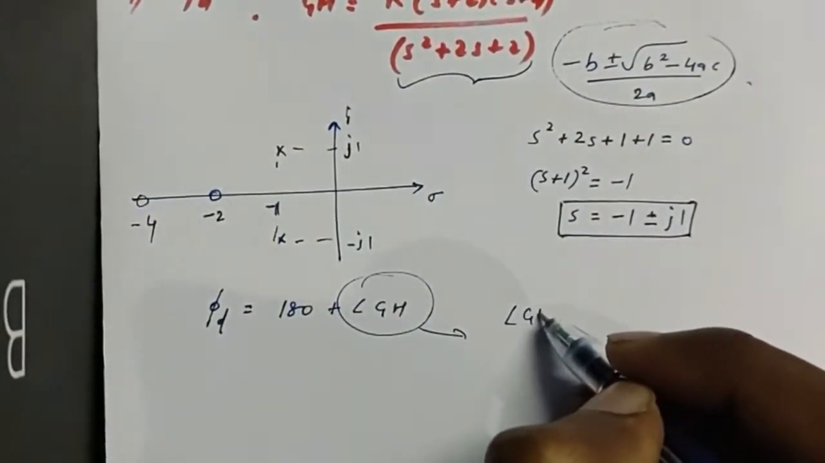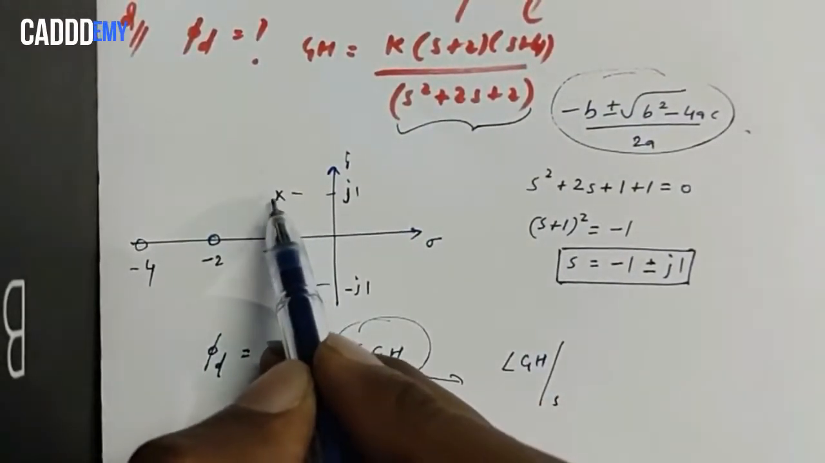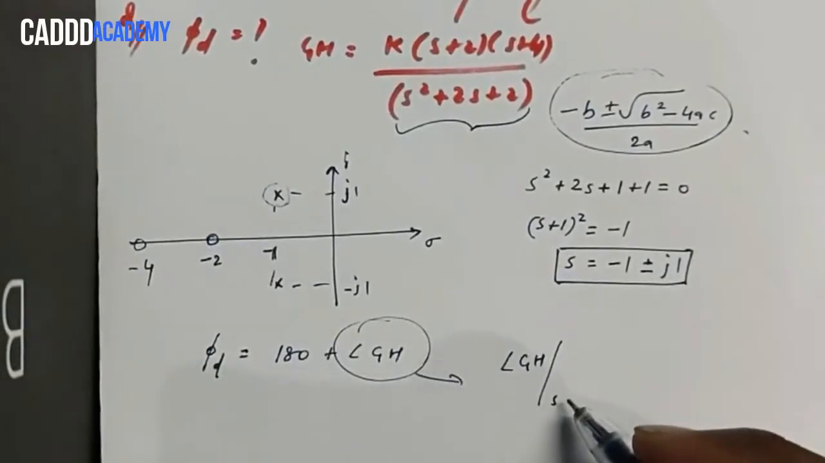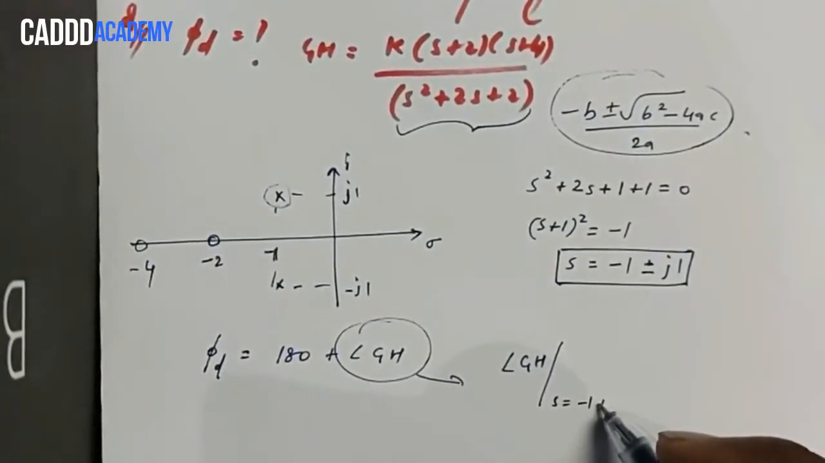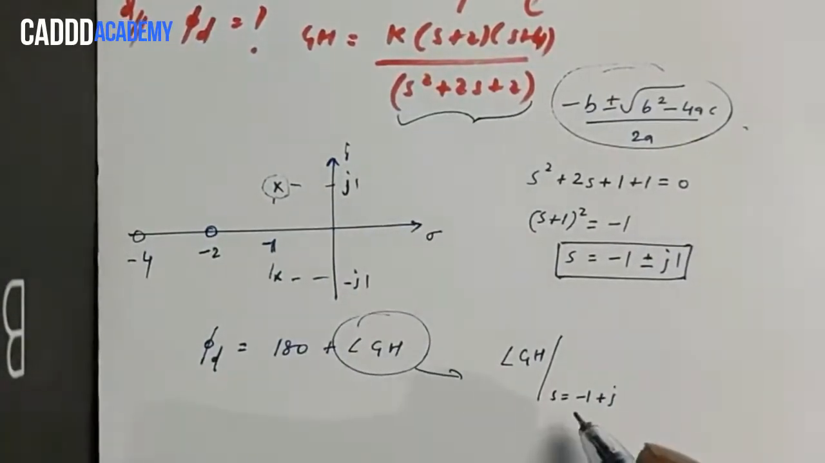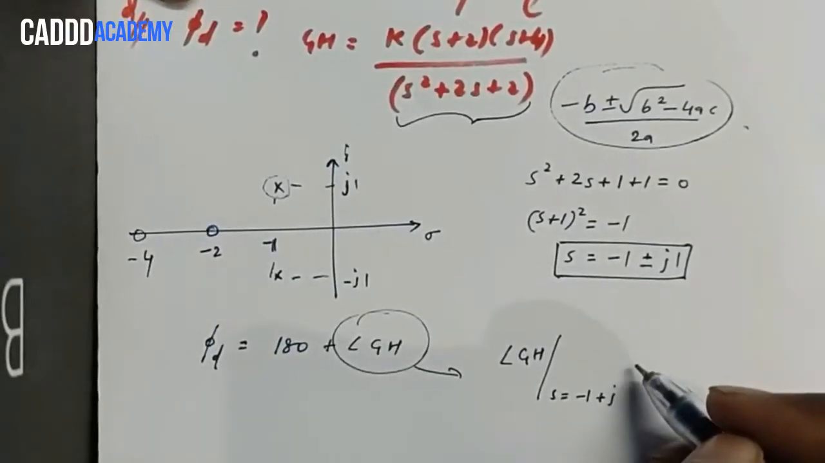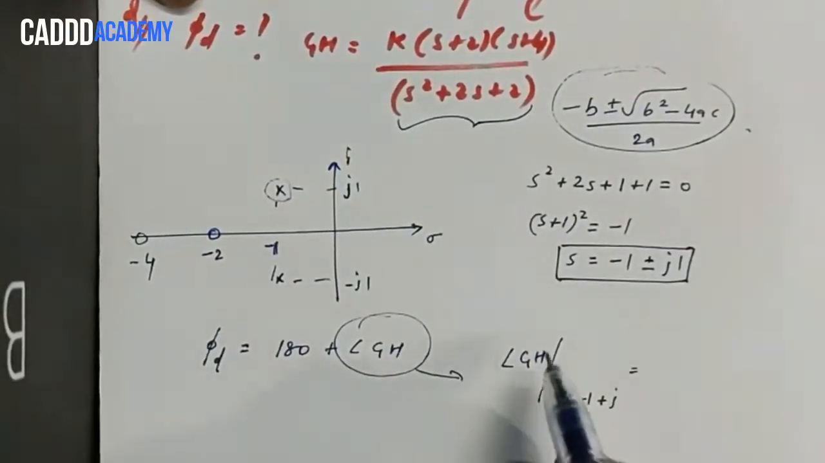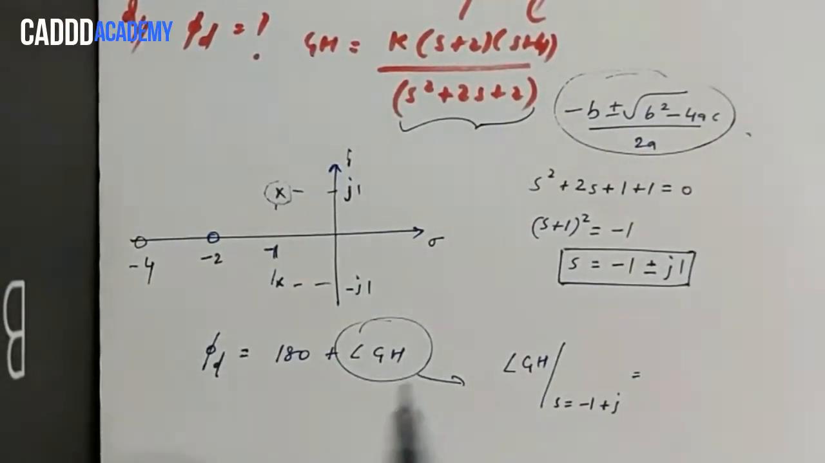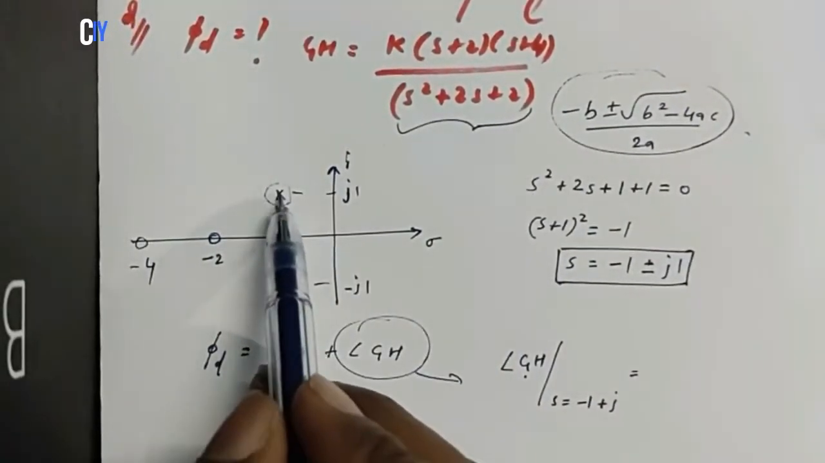So the angle of GH at the pole, and we will generally take the positive pole, which is minus 1 plus, we will take the positive imaginary complex pole, which is minus 1 plus j. Okay, now we will get the angle of the transfer function at this location.